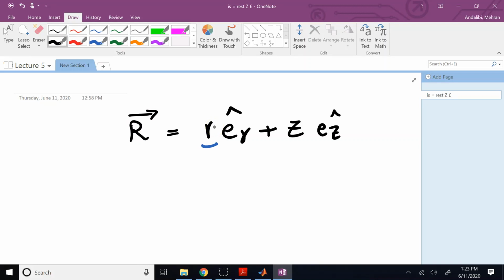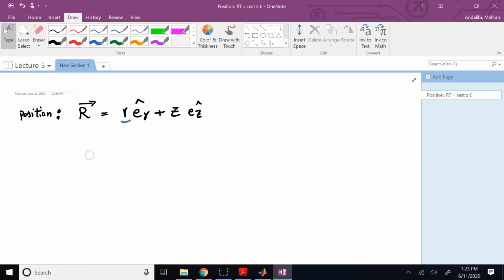Now, if there is only polar coordinates, in other words, there is no z, then the second part goes away and you are all down to r e_r. So this is the position of the particle as described in the cylindrical coordinates.